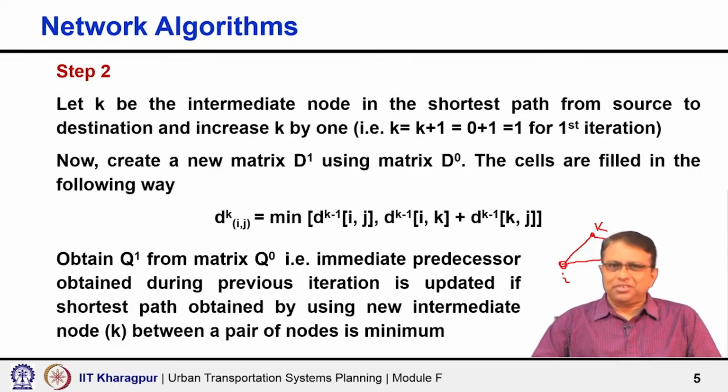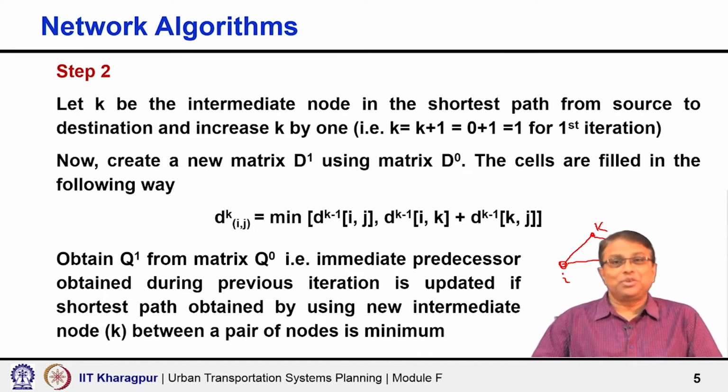Now, again, if the first one is taken, that means d k-1 i j, I find that my earlier solution is better, then the predecessor matrix also I do not update, because my predecessor matrix also does not change. But if I accept the latter value, that means d k-1 i k plus d k-1 k j, I am now not travelling directly, but coming via k, or through k. So my predecessor node for j becomes what? k, instead of the present predecessor.